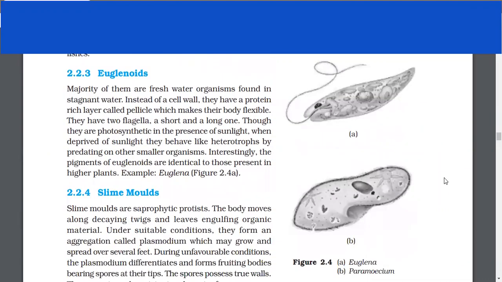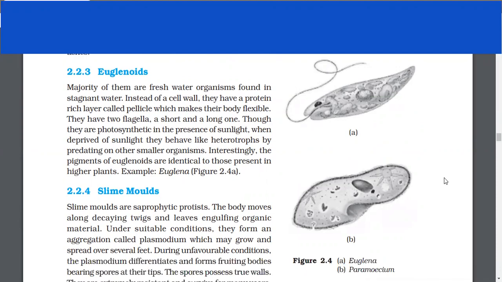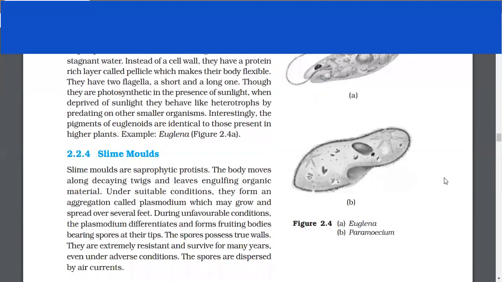Majority of them are freshwater organisms found in stagnant water. Instead of a cell wall, they have a protein-rich layer called pellicle which makes their body flexible. They have two flagella, a short and a long one. Though they are photosynthetic in the presence of sunlight, when deprived of sunlight, they behave like heterotrophs by predating on other smaller organisms. Interestingly, the pigments of euglenoids are identical to those present in higher plants, for example, Euglena.